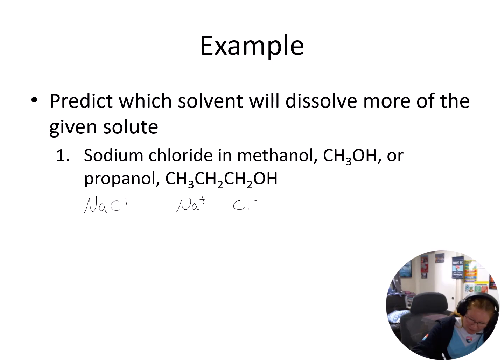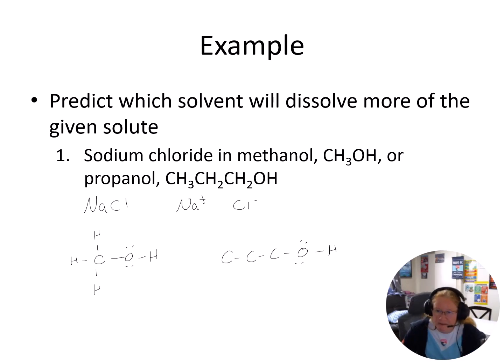Methanol is this little small guy here. Propanol, we've got 1, 2, 3 carbons. I'm not going to put in all the hydrogens. Which one do you think is going to dissolve more of the sodium chloride, the small methanol or the larger propanol? Thinking about what's going on with the sodium chloride, we need something that is polar.